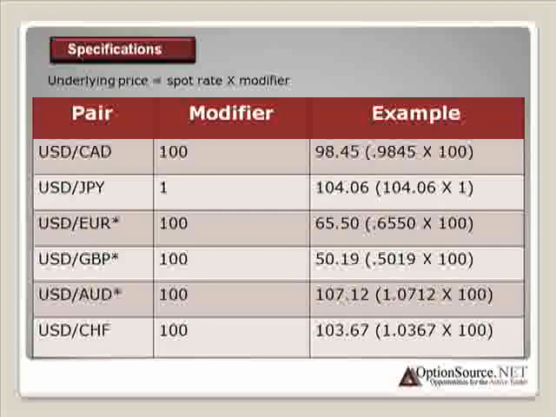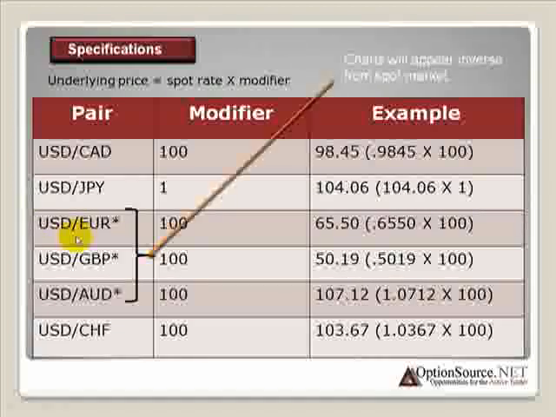The specifications of each currency pair are very simple. For our US versus Canadian dollar, we simply take the spot market value and multiply it by 100. So if we're looking at a spot market value of 0.9845, we simply multiply that by 100 to get our currency pair value. The only one that we will not be multiplying by 100 is the US dollar versus the Japanese yen.